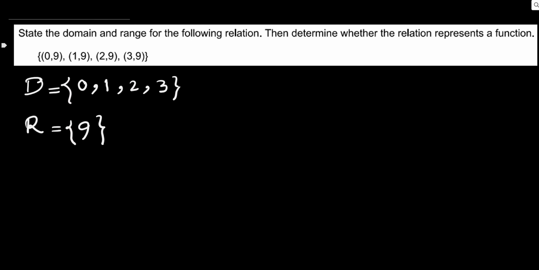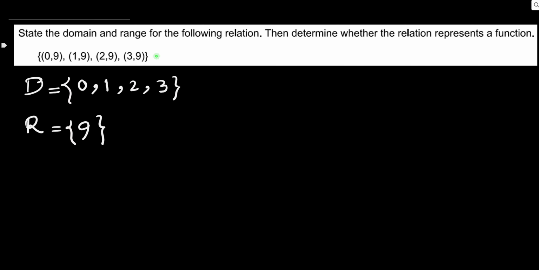Now, to check if a relation is a function or not, your job is to look at the domain: 0, 1, 2, 3. Is there any domain that is repeated? No. So this is a function. This relation is a function.